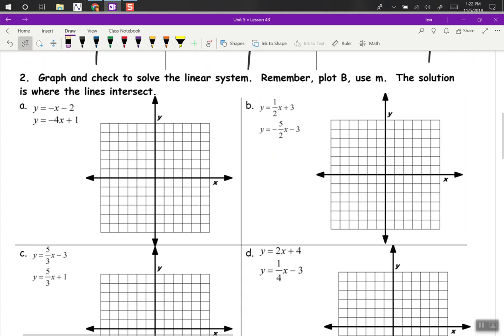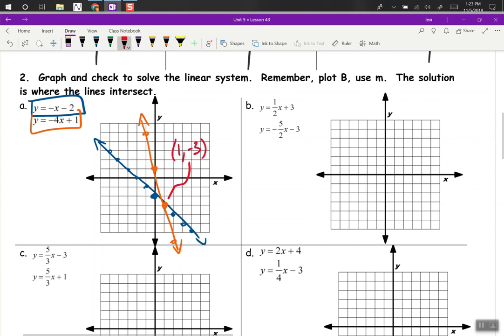Second part, graphing. So we'll do this one. Y-intercept is negative 2, slope is negative 1, down 1 over 1. Draw our line. Next equation, y-intercept is 1, slope is negative 4, so down 4, right 1, up 4, left 1. And we can see that the solution is this point right here, which looks like 1, -3. 1, -3 is the solution. That's what we're trying to find.